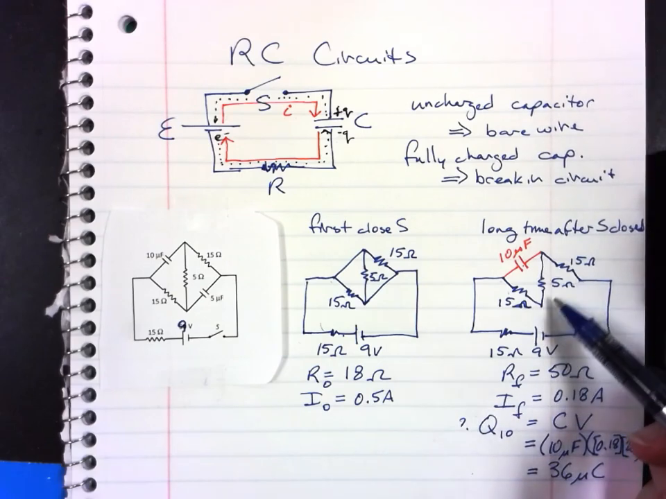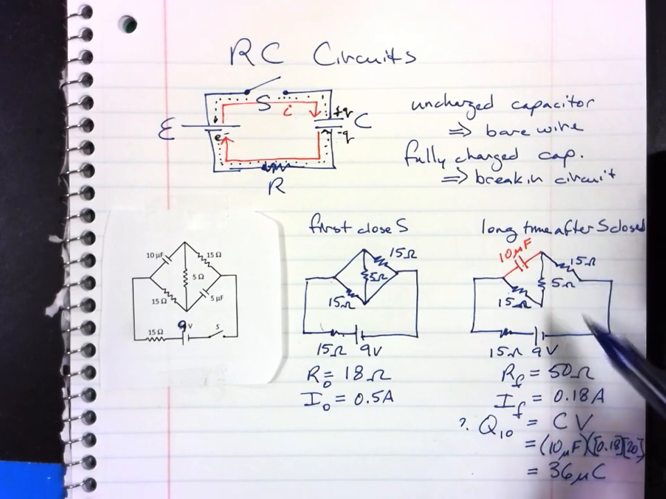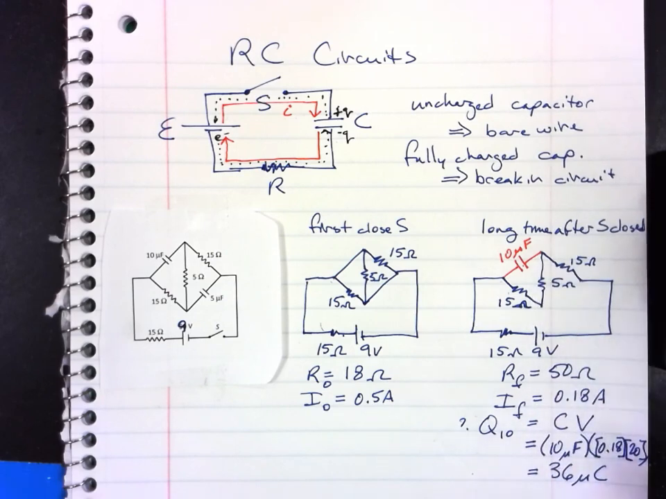You could do the same thing for the 5 microfarad. It has the same potential difference because it also connects across the 5 and the 15 with 0.18 amps of current flowing through them. So you'd have the same voltage, just different capacitance. So not much point in repeating the same problem.